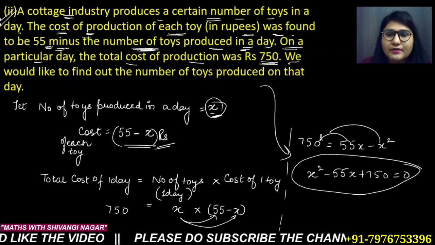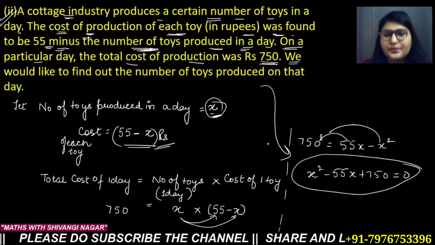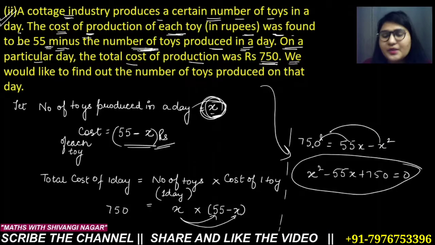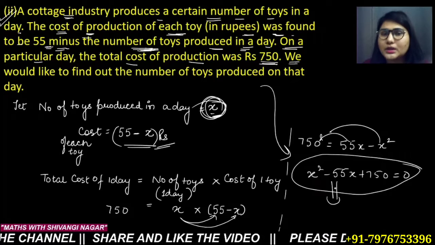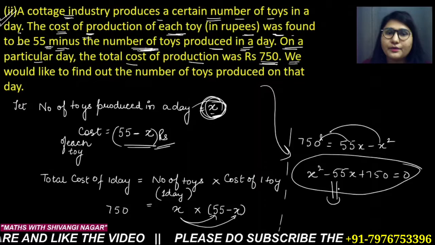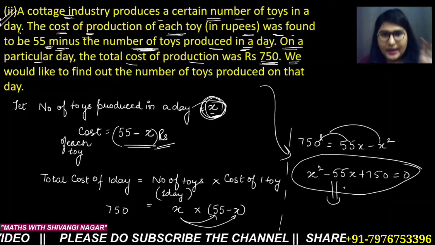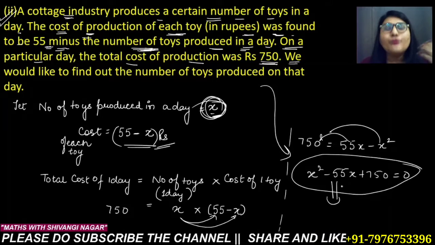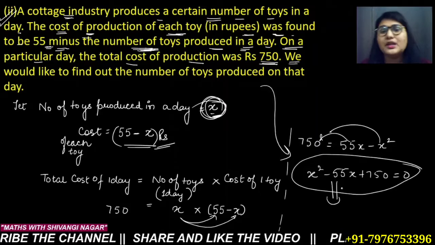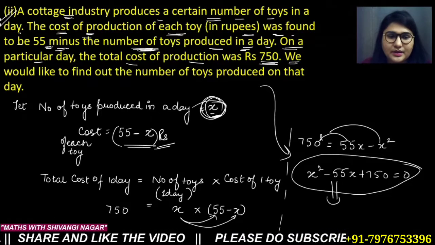Now we are in the last line; we would like to find out the number of toys produced on that day. So the number of toys produced on that day is what? X. First we will learn how to solve these types of quadratic equations, and then we will easily get how many toys are produced. But here what I am trying to inculcate is how to form the equation from a given piece of information which is given in paragraph form, right? So in this way we will represent.